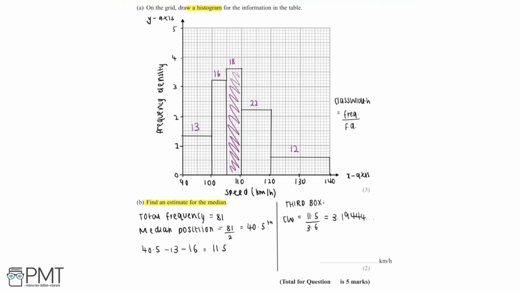Now before the third box started, we already had a speed of 105. And so to find the median, we'll do 105 plus 3.1944... which is equal to 108.1944... And so rounding our answer to three significant figures, we can see that we have a median of 108 kilometers per hour.